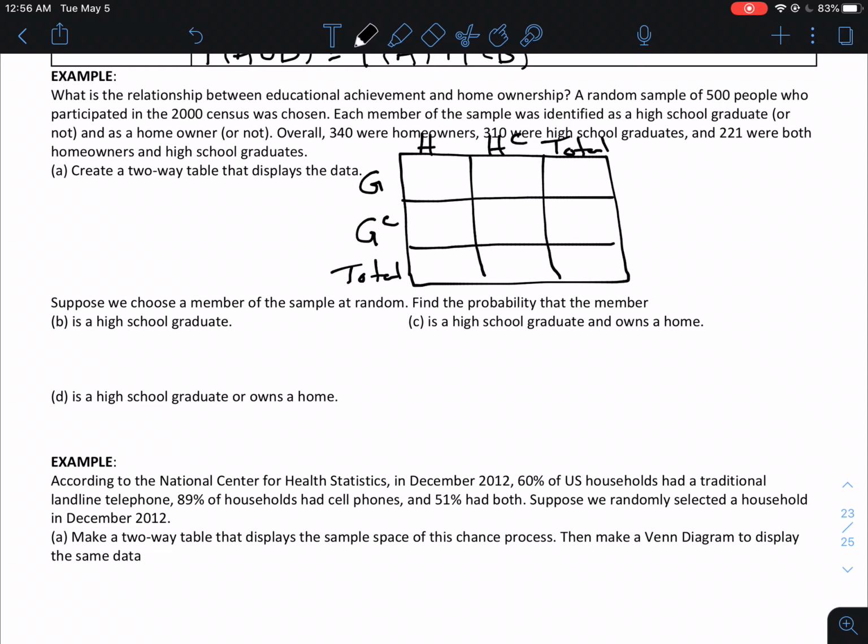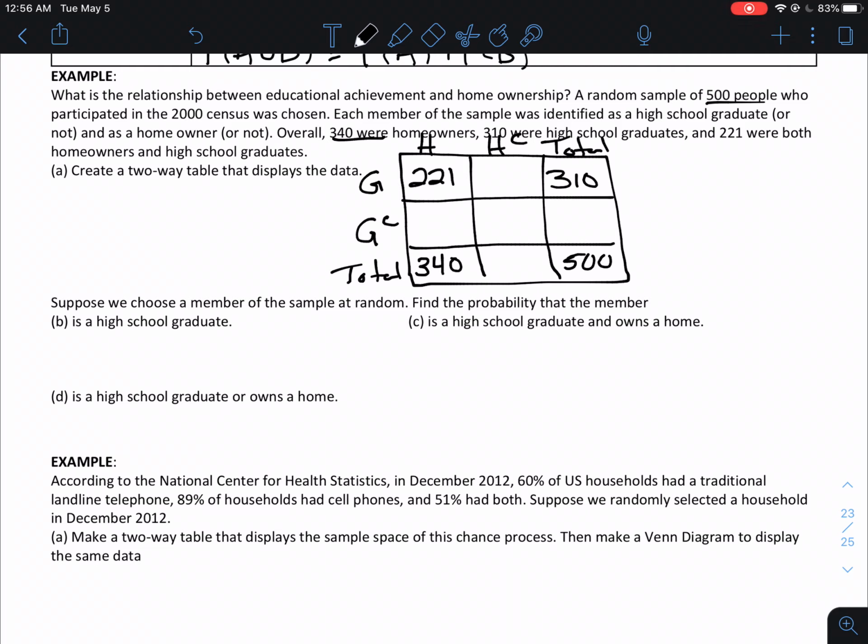Okay, so first piece of information we were given was that there were 500 people total that took part in this survey. It said that each member was then identified, and overall we had 340 who were homeowners. So our total for the homeowners would be 340. It also tells us that 310 were high school graduates, so that would mean that 310 would be our total for high school graduates, and then 221 were both homeowners and high school graduates. So both homeowners and high school graduates would be that top left part of the table.